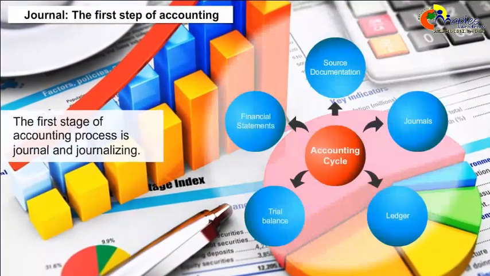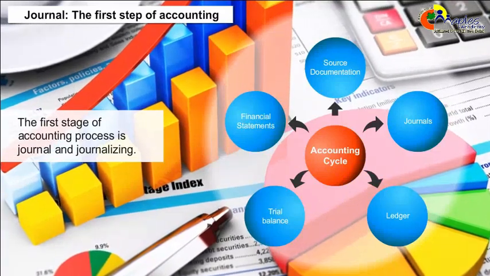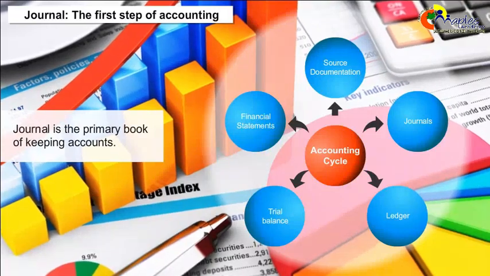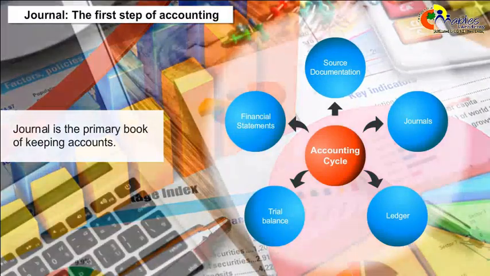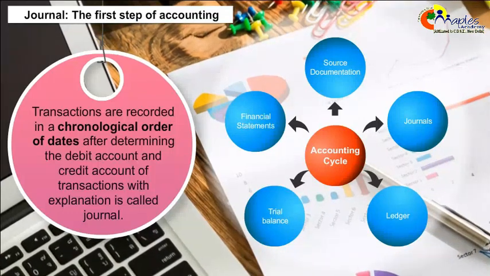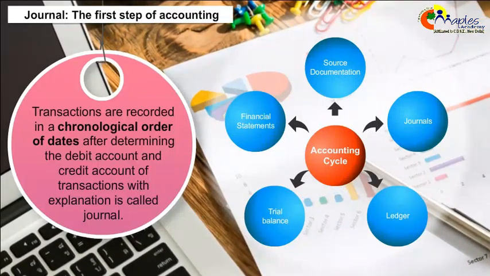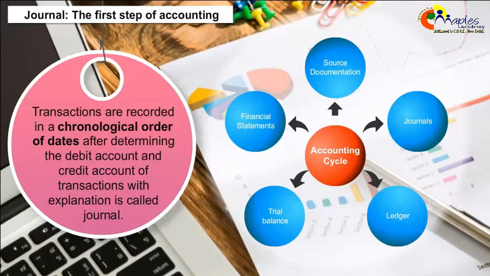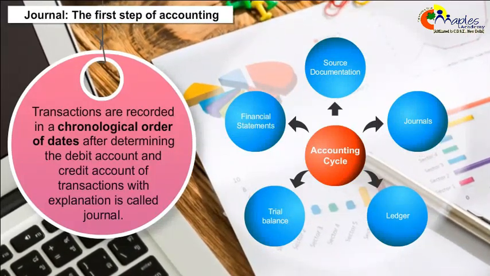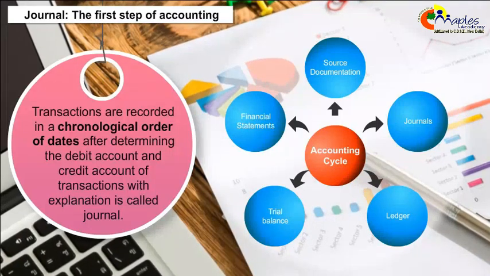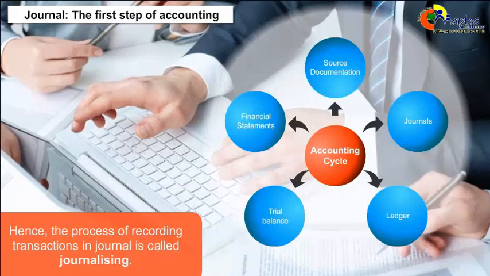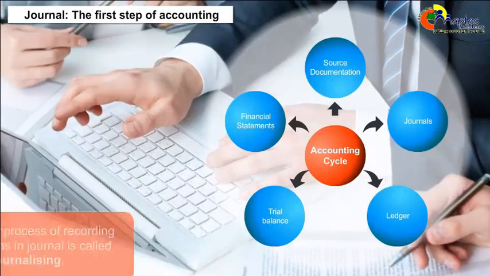Journal. The first step of accounting. The first stage of the accounting process is journal and journalizing. Journal is the primary book of keeping accounts. The book wherein the transactions are recorded in chronological order of dates after determining the debit account and credit account of transactions, with explanation, is called a journal. Hence, the process of recording transactions in a journal is called journalizing.